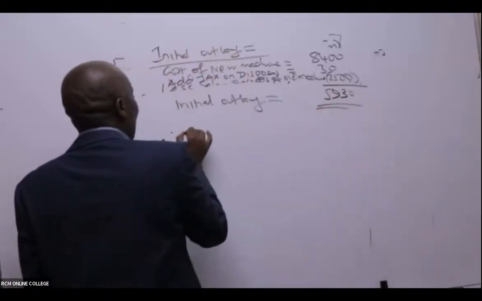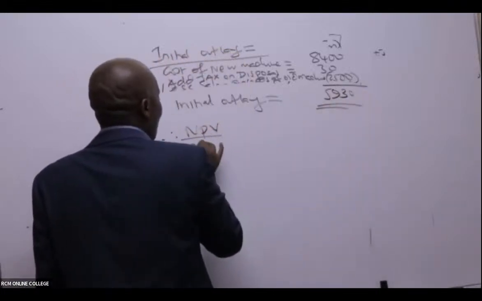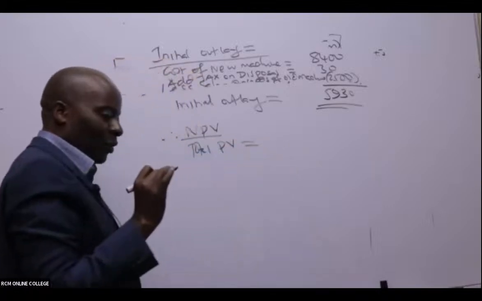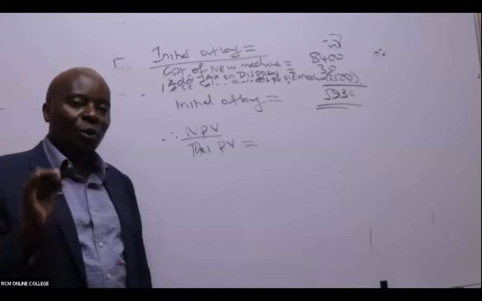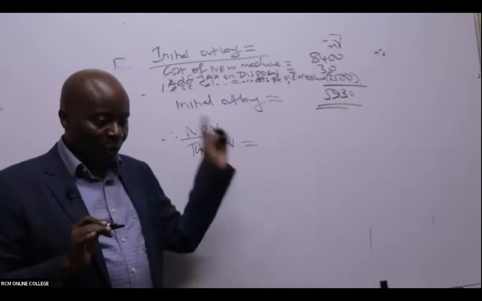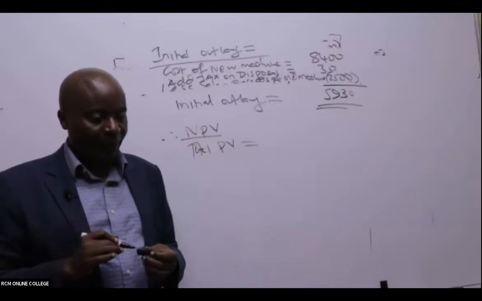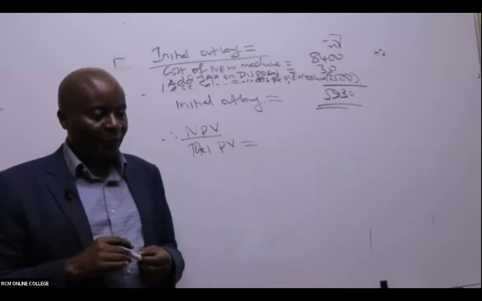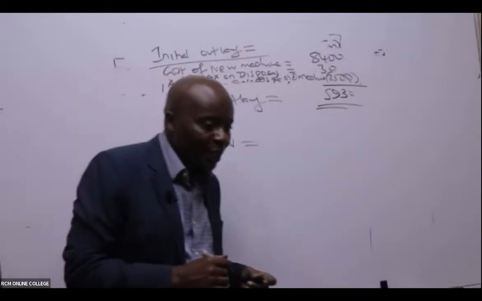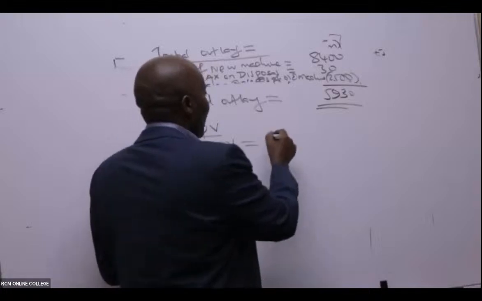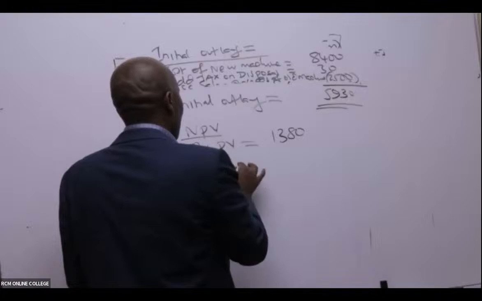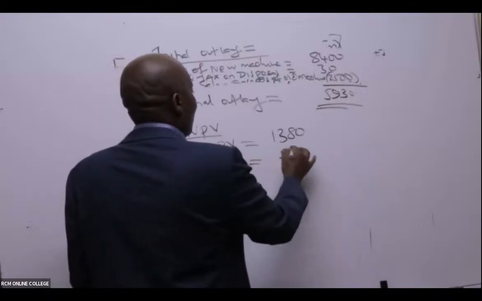You guys already have this. I know you already have the total present value. Is there somebody who can remind me what the total present value was? We had computed it earlier up there. Total present value 1,380, and then we less initial outlay, which is 5,930.